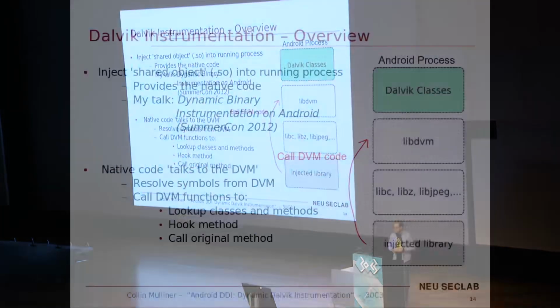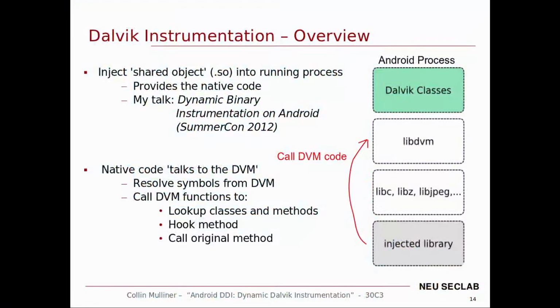So how does the actual instrumentation work? The actual instrumentation is based on injecting a shared object, on Linux just a .so file, into the running process. This shared object provides some very basic native code. This native code hooks into the DVM, or talks to the DVM. It resolves a bunch of methods to resolve classes. And it provides the functionality to hook methods and call original methods. So this is our basic process again, but this time we have added our own code.